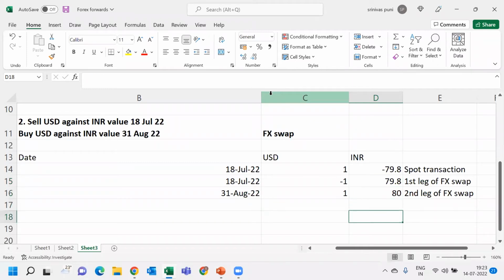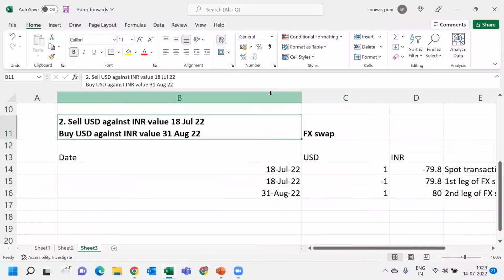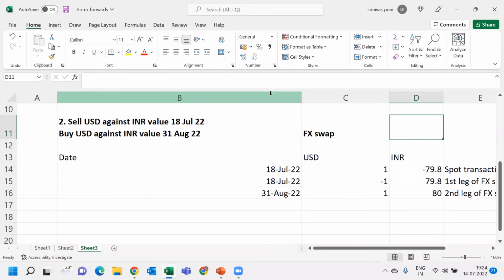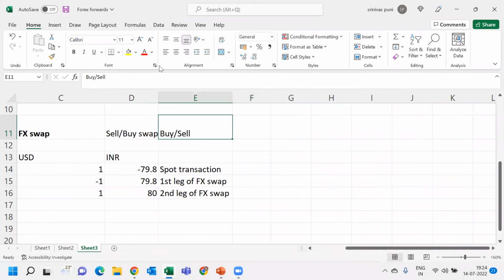This is what happens. Now, in terms of terminology, this particular FX swap, sell near term, which is 18 July, and buy far term later, this particular transaction is what is called a sell buy swap. A sell buy swap means sell today, buy at the future rate. Similarly, the opposite transaction will be a buy sell swap. Buy sell swap, sell buy swap.